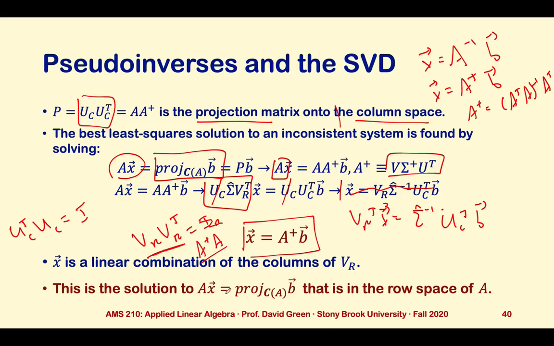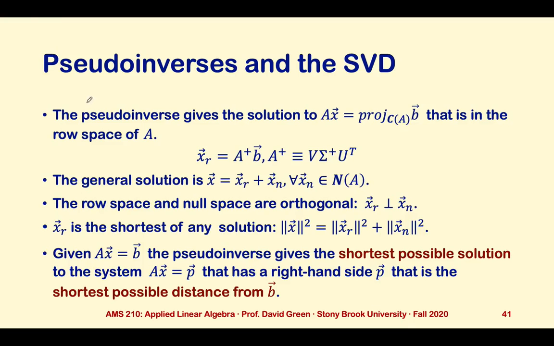This gives us a least squares solution, and it so happens that this solution gives us an answer that is in the row space of A. This pseudo-inverse gives us an answer in a least squares sense to Ax equals b. That is, it finds an answer to Ax equals the projection of b onto the column space of A, and it gives specifically the solution that is in the row space of A. Right? What can we do with that?